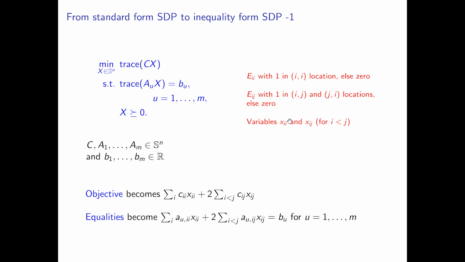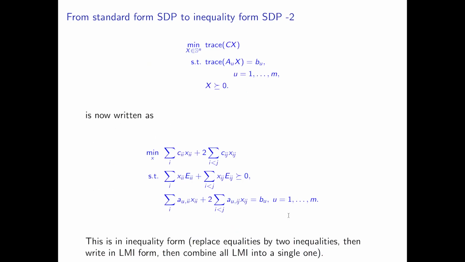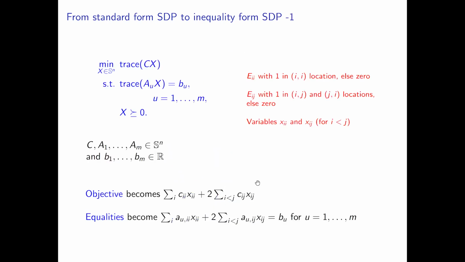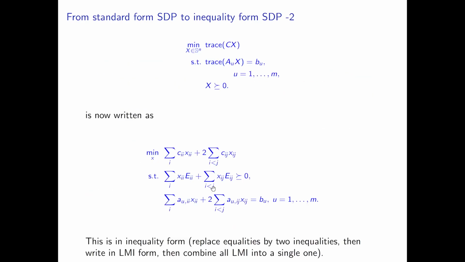In terms of these variables x_ii and x_ij, I can rewrite my objective as this expression, because this trace basically works out to this, and the equality constraints become this. You can just check that. There is one such equality constraint for each u going from 1 through m. And then, of course, I have the positive semi-definiteness constraint on the X. So this is just starting things off. Now I have the standard form rewritten like this. But these are just baby equality constraints. I can rewrite them as if they were linear matrix pencil constraints. Because they're just scalar stuff, using my capital E matrices, I can write that as a positive semi-definiteness constraint on something.